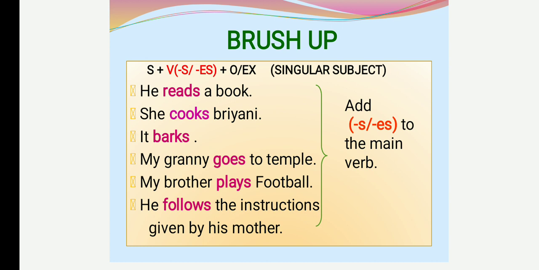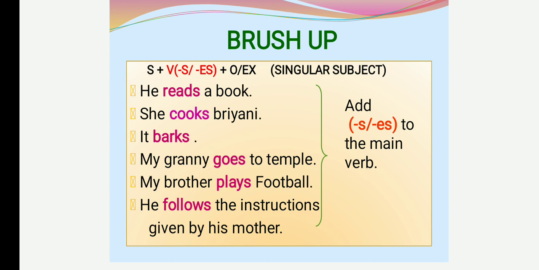My granny, I am speaking about my grandmother. My granny goes to temple. My brother, I am speaking about my brother, that means only one brother. My brother plays football. He follows the instruction given by his mother. Sometimes we can use the noun, the name of a person, instead of using pronouns. Ram follows the instruction given by his mother. Ram swims in the pool. Rani dances well.